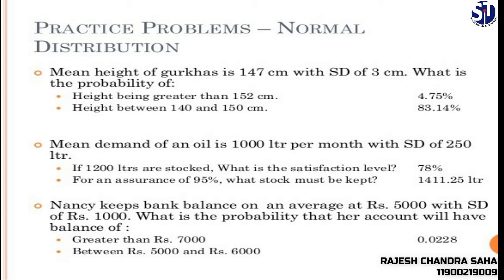Now third question. Nancy keeps a bank balance on an average of rupees 5000 with standard deviation of rupees 1000. What is the probability that her account will have a balance of number 1, greater than rupees 7000, number 2, between rupees 5000 to 6000?